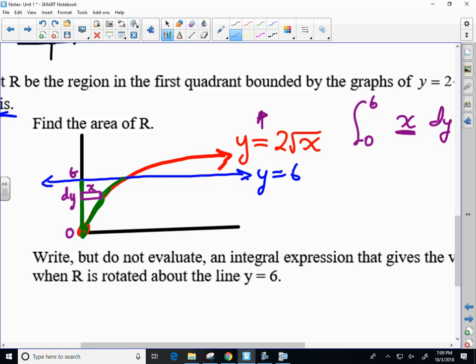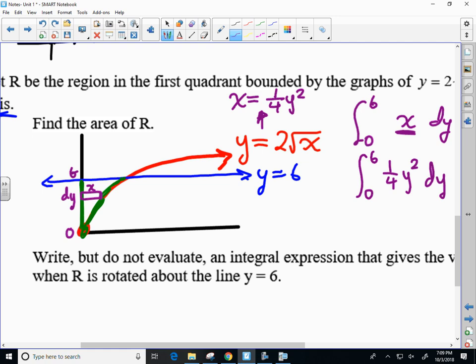I'm going to divide both sides by 2 and then square it. So x would be equal to 1/4 y squared. All right, so y over 2, then you square it, so it becomes y squared over 4. So I'm looking at an integral from 0 to 6 of 1/4 y squared dy.